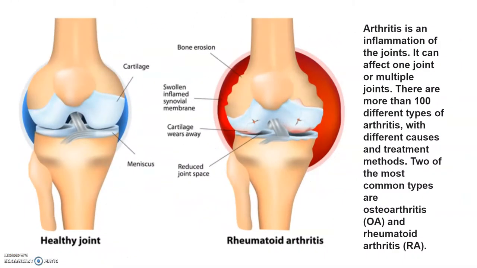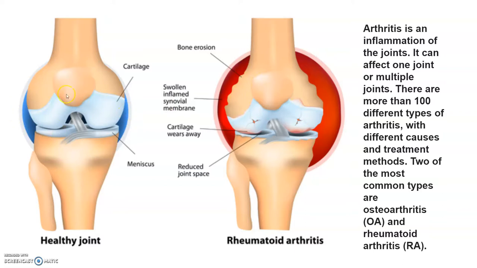Arthritis. Arthritis is the inflammation of the joints. It can affect multiple joints also. More than 100 types of arthritis are there, with different causes and treatments, and the most common are osteoarthritis and rheumatoid arthritis. You can see here the reduced joint space. Wearing and tearing of the cartilage takes place. There is a swollen, inflamed synovial membrane, this part, and there is erosion in the bone.